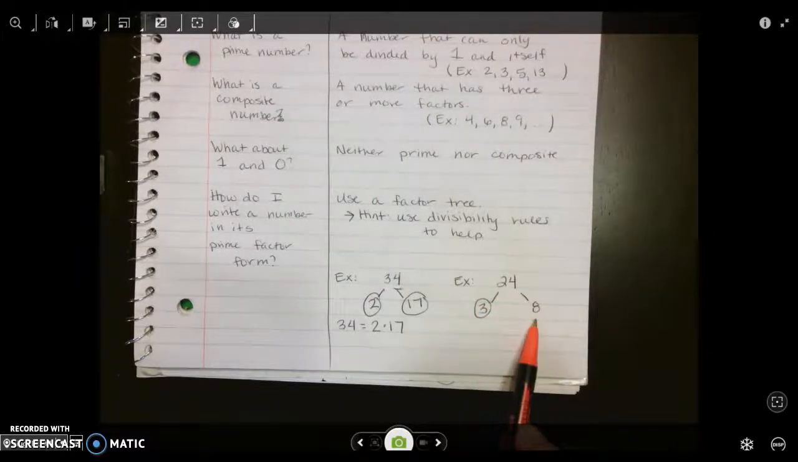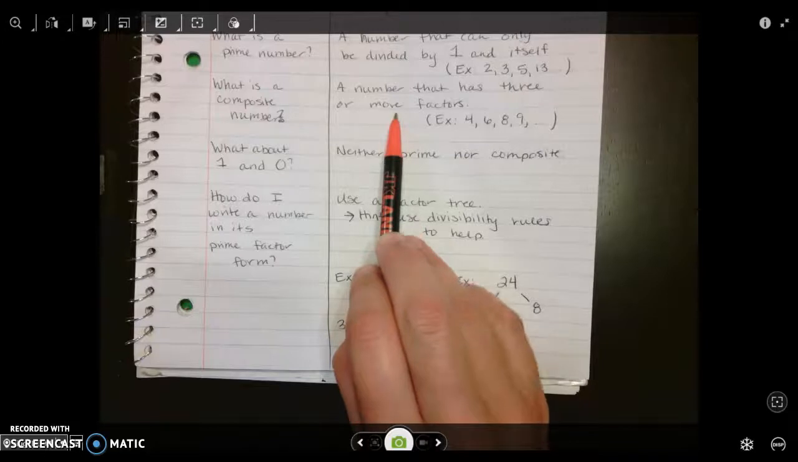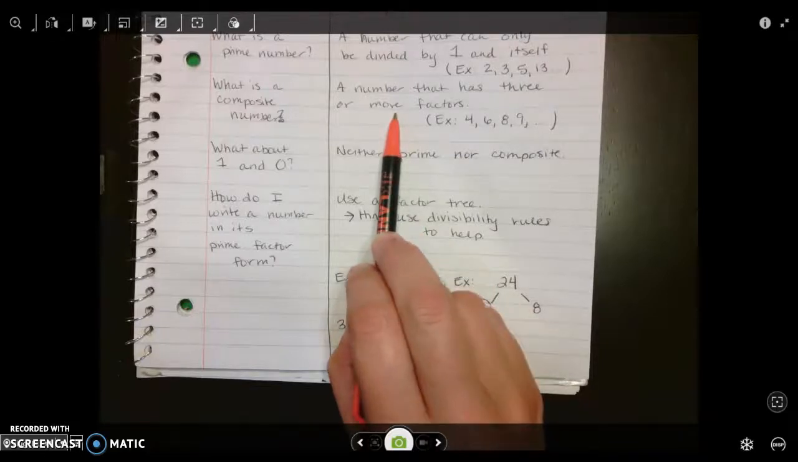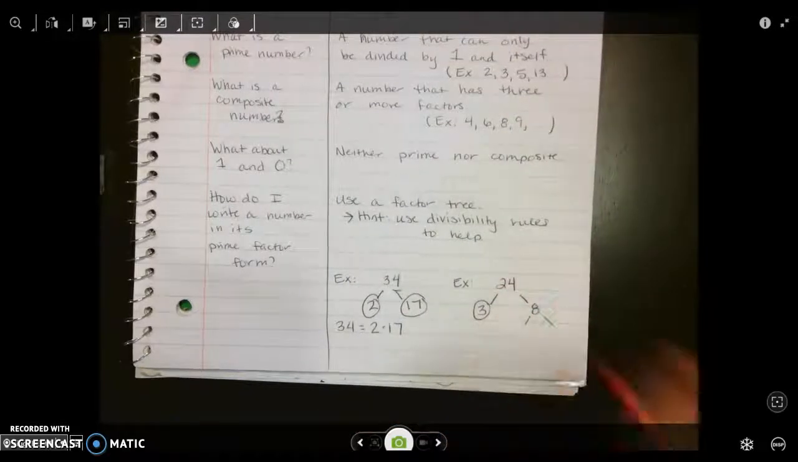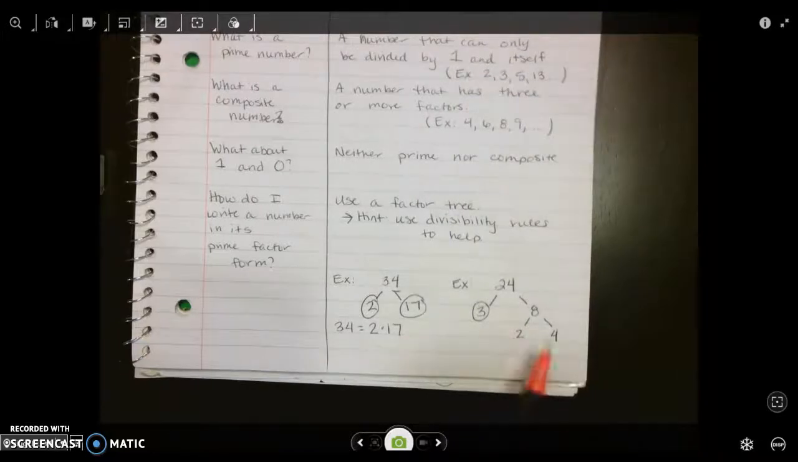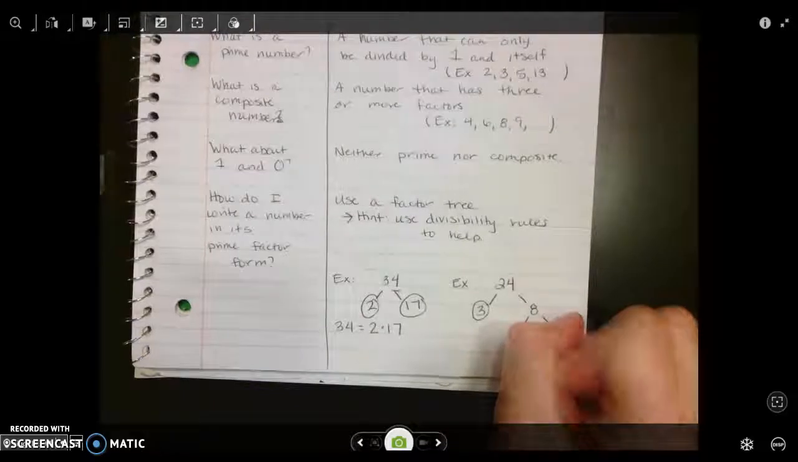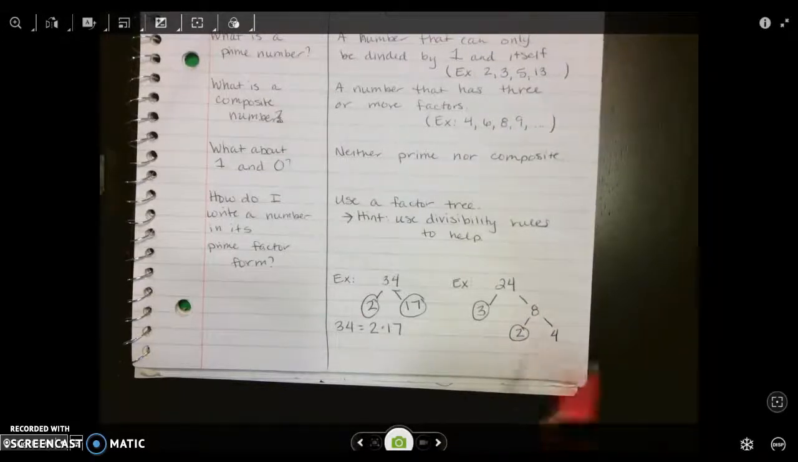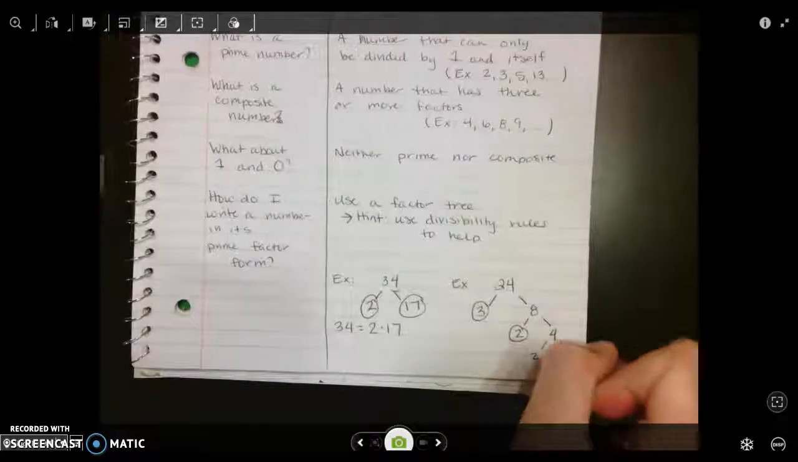How about 8? Is 8 a prime number? No. It's composite because it has 3 or more factors. I can list off tons of factors for 8. Not tons, but more than 2, right? So that's saying 2 numbers multiplied to get you 8. 2 times 4. Okay. Do I have any prime numbers here? I have 2. 4 is composite. What 2 numbers multiply to get you 4? 2 and 2.